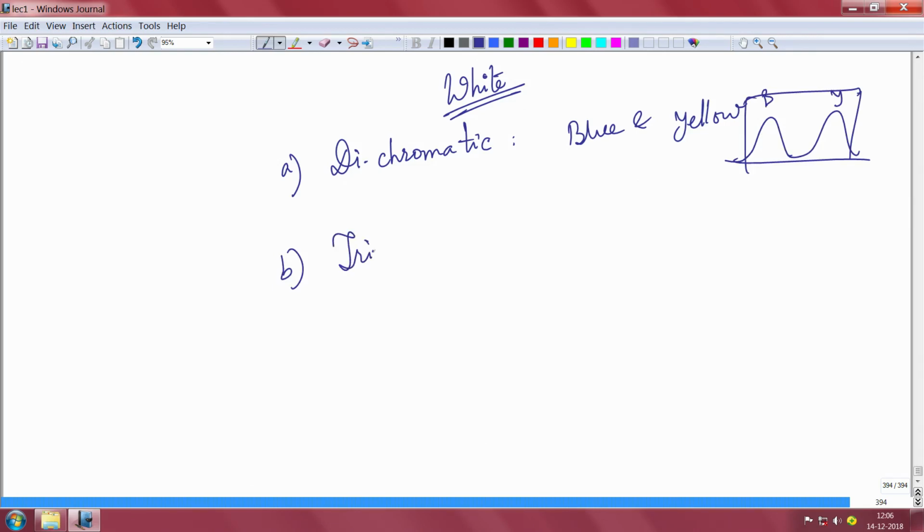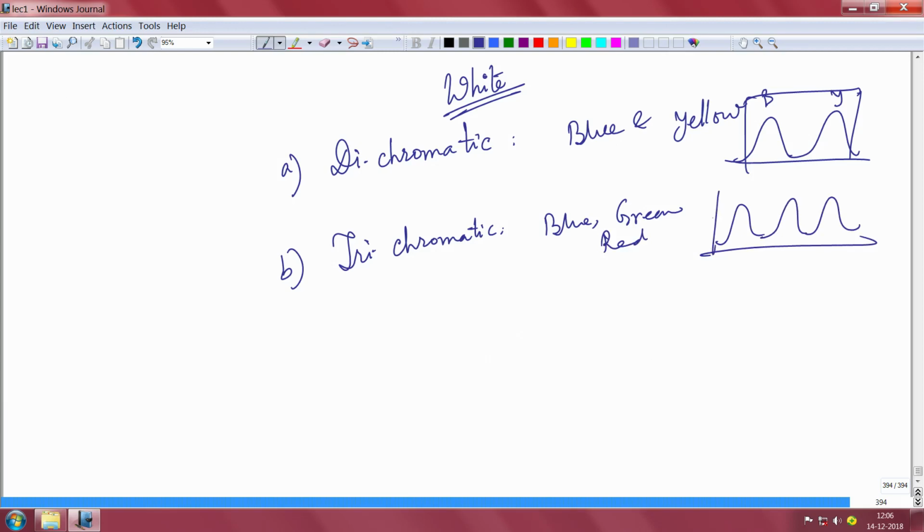Then you have trichromatic, where you will mix three. You will mix blue, green, and red. So you will have blue, green, red, and then I will perceive it as white. It's a little higher quality. What do I mean by quality? There is something called color rendering index. Okay, I'll come to that.